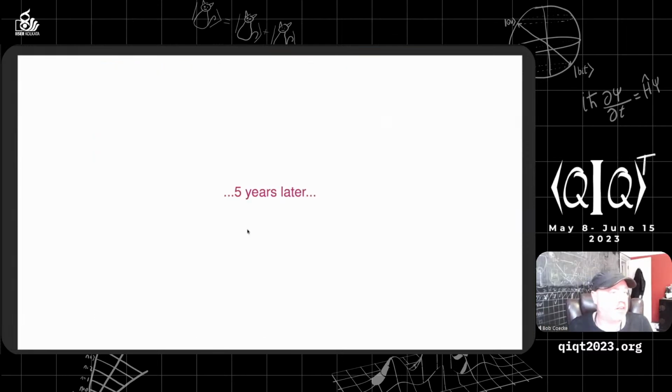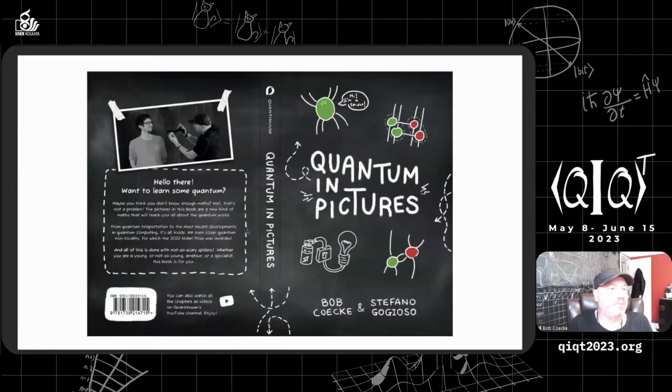Now we are 5 years later, and now there is this book. It's new. It's called Quantum in Pictures. It's been out for 1 or 2 months. Unfortunately, at the moment in India, it's only available as Kindle. We're working on it to change that. There's a reason we did it. We actually published this through our company, just to have full control.